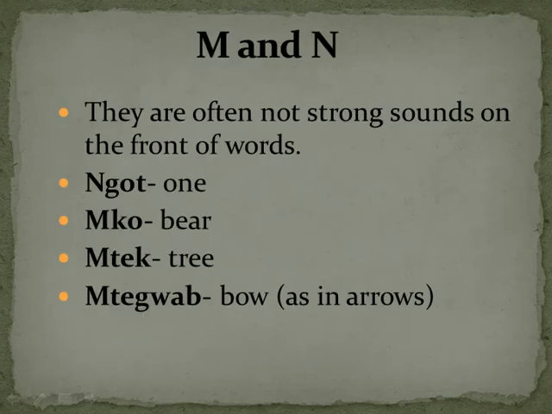M and N are often not strong sounds on the front of words, like goat, mko, mtuk, mtugwab. So again, you're not saying those as loud as you're saying that second consonant. Goat, mko, mtuk, mtugwab. We also had earlier mbagan.